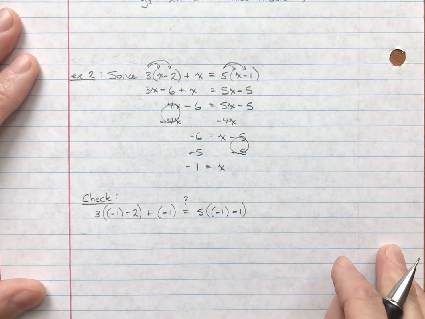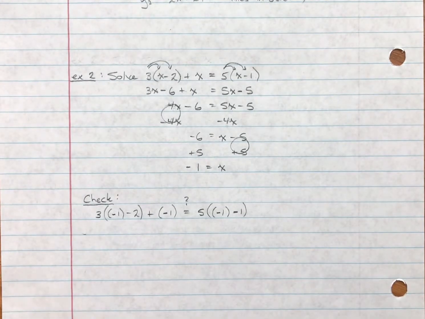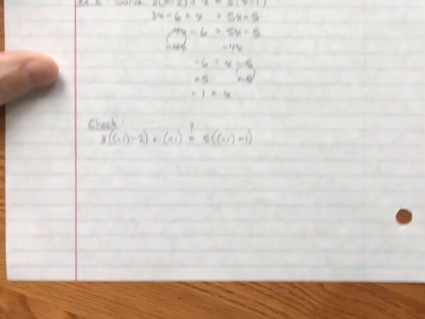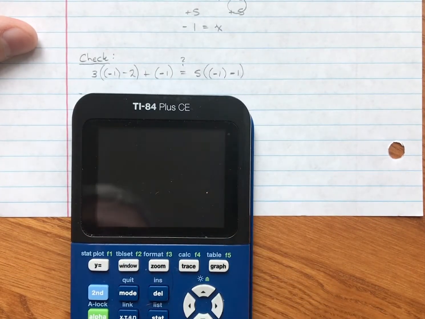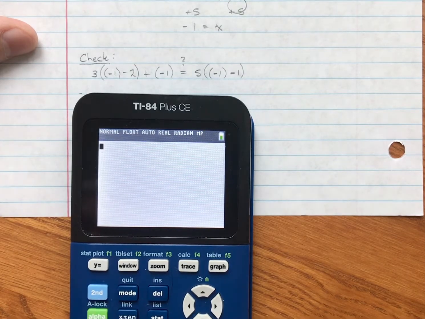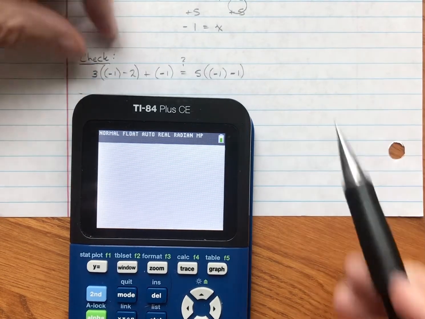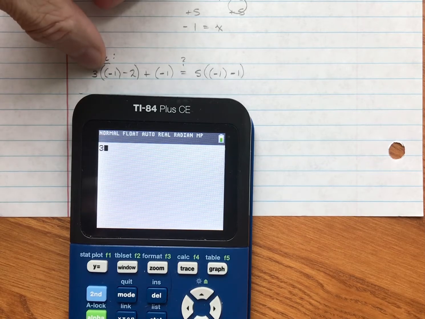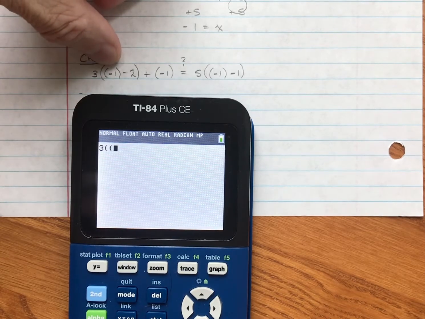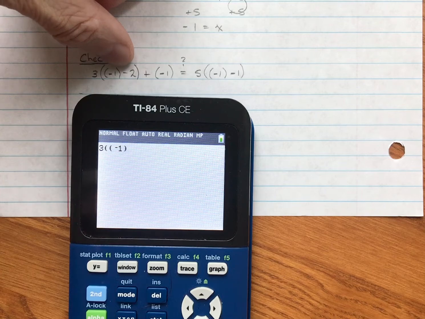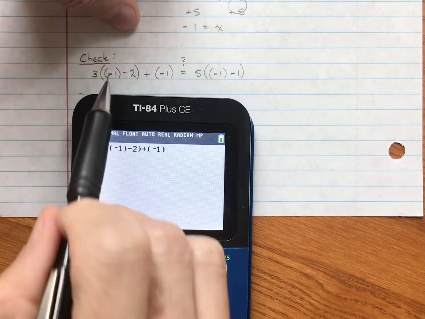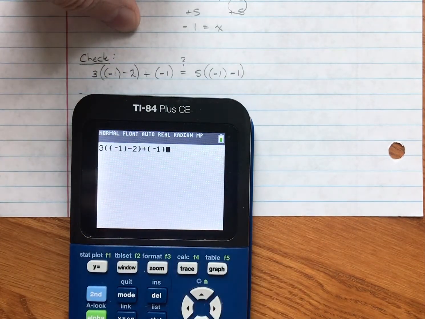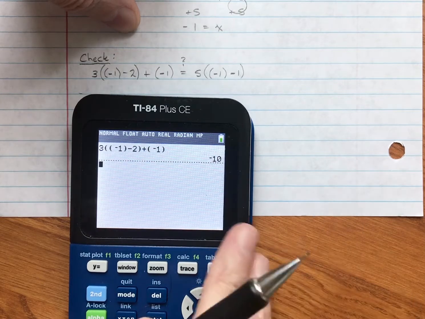Okay, is that true? Well, let's just use our calculator. We can use our calculator to do the math. I'll slide this up. I'll just pop in the left side and see what it comes out to be. Get out of my graphing mode. So I'm just going to copy what the left side says here. So 3, parenthesis, parenthesis, -1, close parenthesis, minus 2, close parenthesis, plus parenthesis, -1, close parenthesis. I just copied the left side into my calculator. I press enter. Left side is -10.